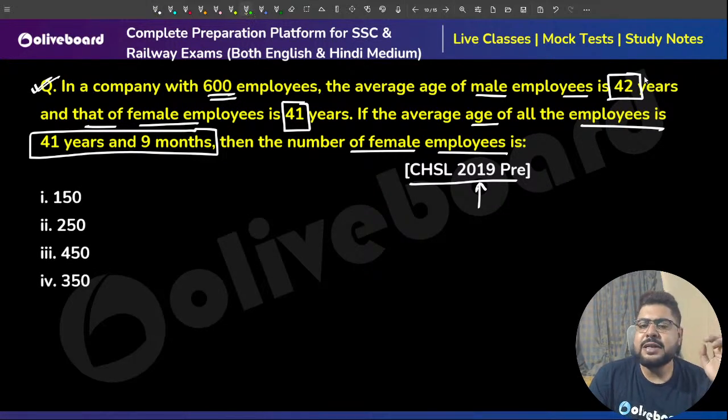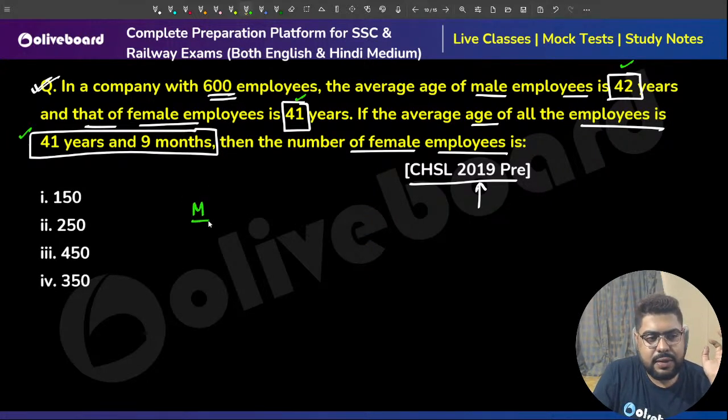Let's take the allegation on the years, on the age. Male, female. What is the average of males? 42.